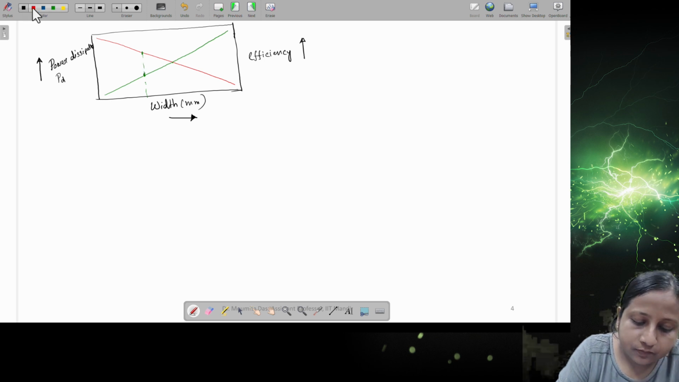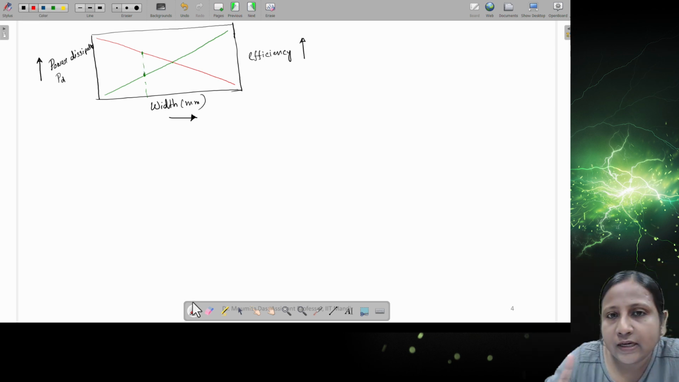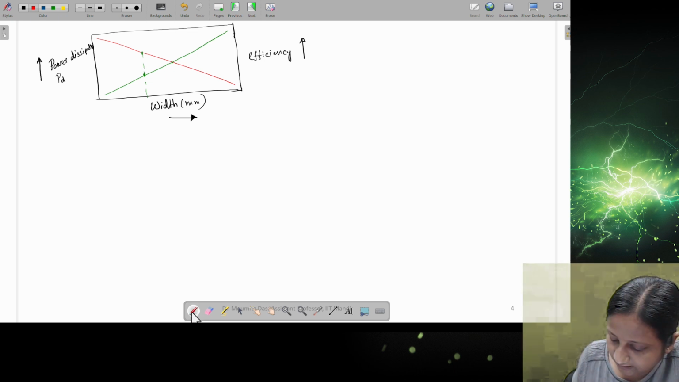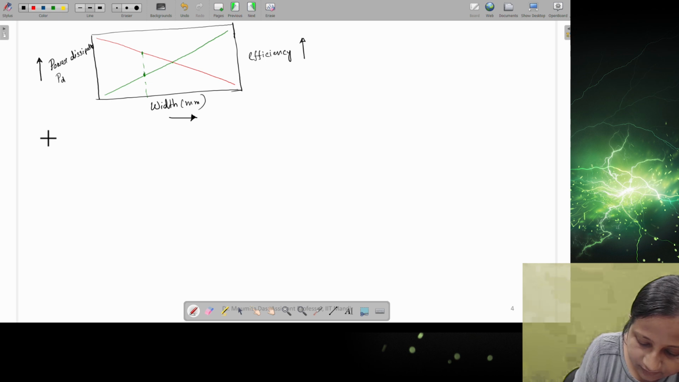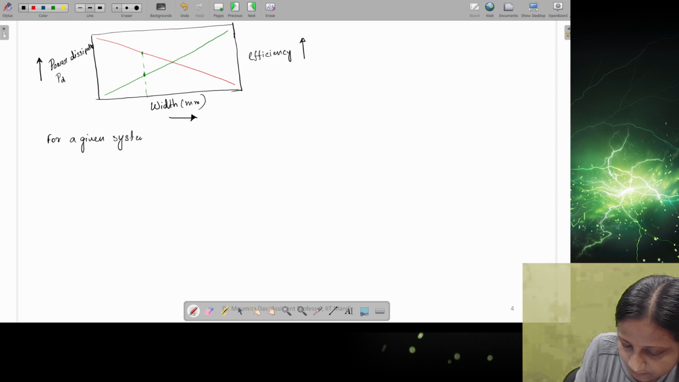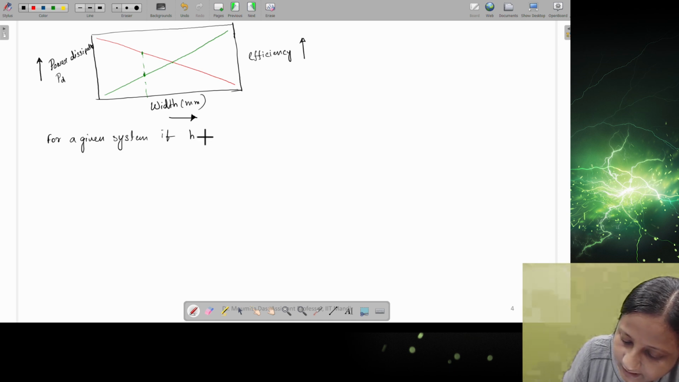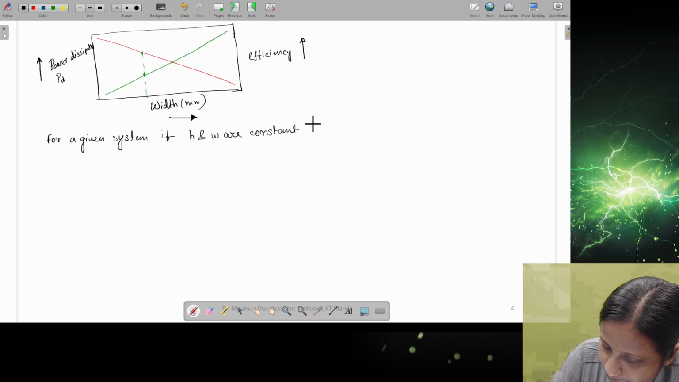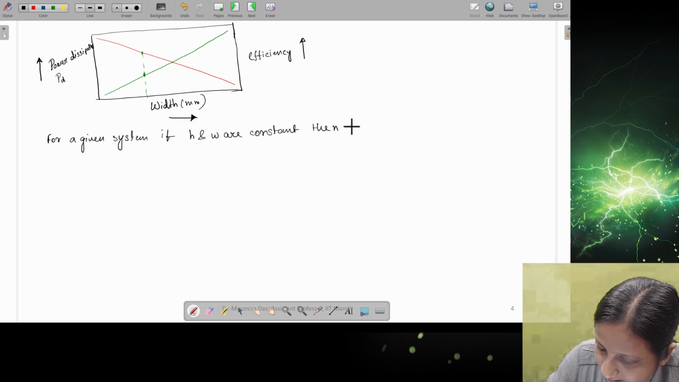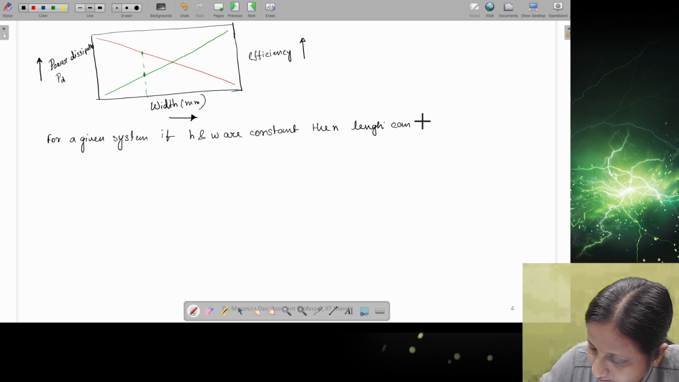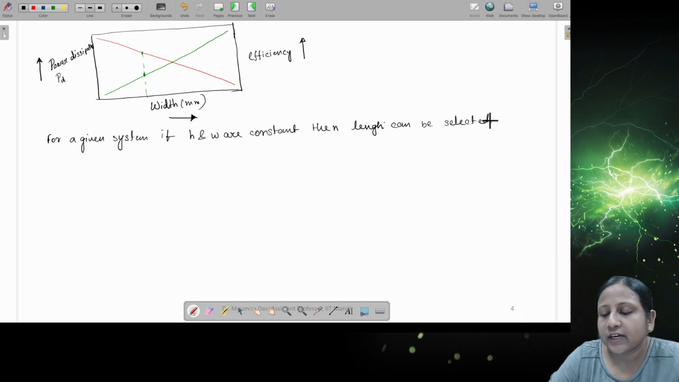Now, in case of any given system where height and width are constant, then length can be selected as per the requirement. So that is up to the designer.